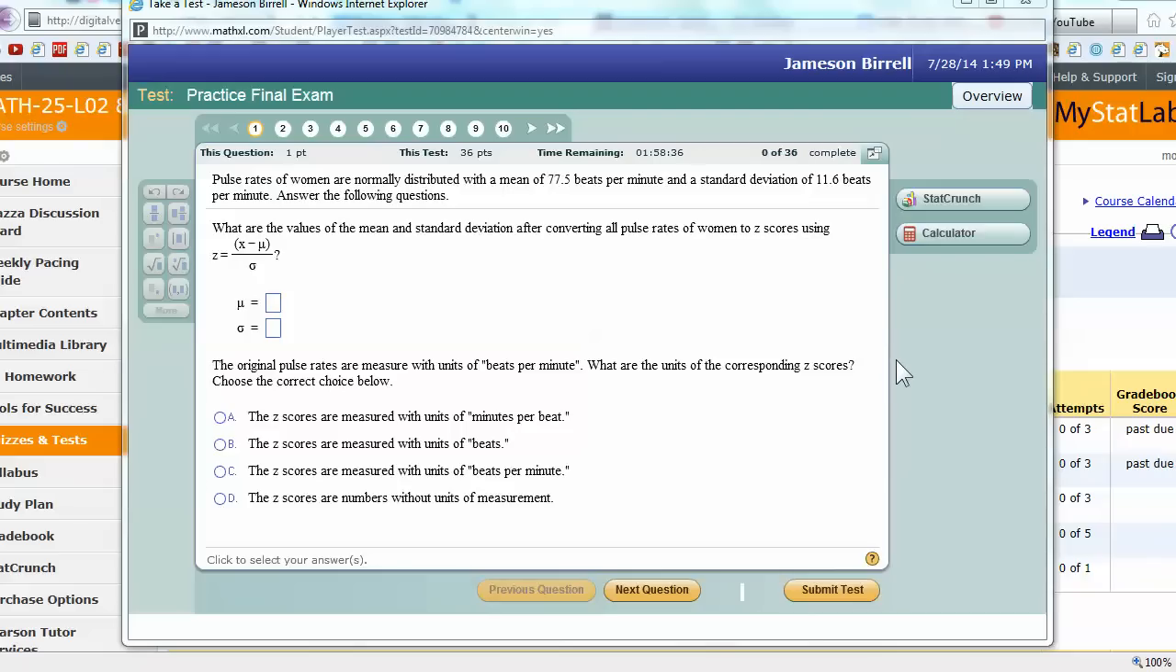Pulse rates of women are normally distributed with a mean of 77.5 beats per minute and a standard deviation of 11.6 beats per minute. Answer the following questions. What are the values of the mean and standard deviation after converting all pulse rates of women to z-scores using the z-score calculation that we obtained from Chapter 3 in its original form when they were sample statistics, when it said x minus x bar over s.